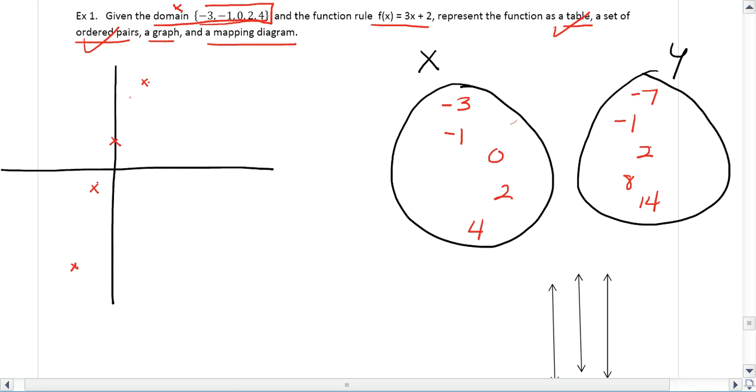The domain does not exist in between, for instance, nowhere in here. There is no between 0 and 2. So just the dots, do not connect the dots this time. So we'll check off graph off our list.